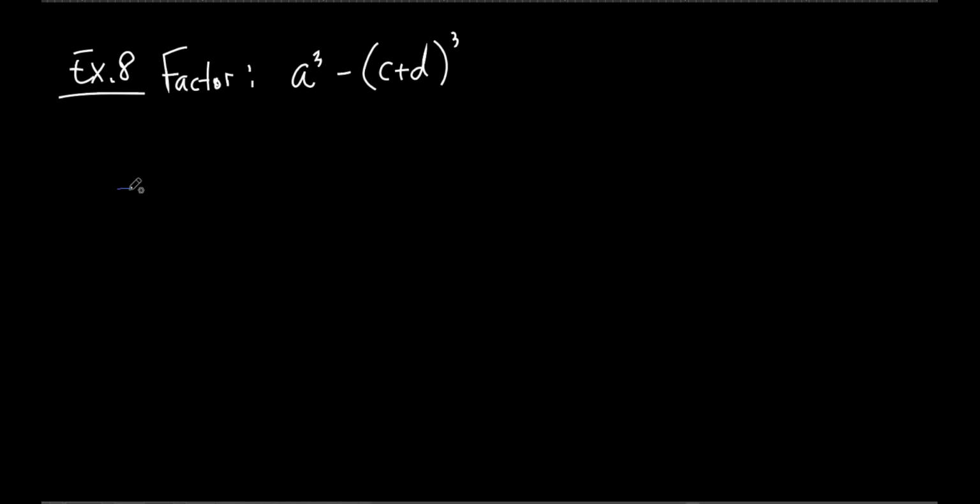All right? I'm going to write it here. I'm going to give myself some room. Let's put the signs in there. This is minus. It's a difference. So same, opposite, positive. And then we just take what's being cubed, and we put it here. What's being cubed on the first one? A. What's being cubed on the next one? C plus D.